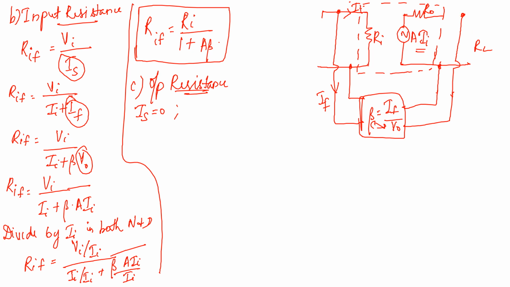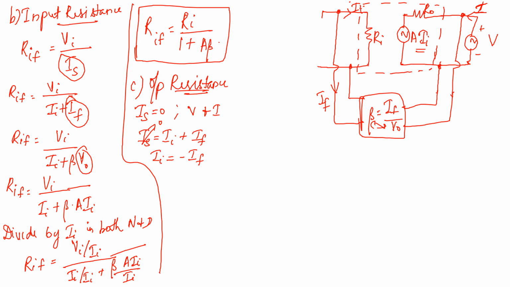So I am going to replace the output voltage here; let me take the output voltage as capital V, and the output current as capital I. Now Is is equal to 0, right? You know that Is is equal to Ii plus If. If Is is equal to 0, then you can write that Ii is equal to minus If, or If is equal to minus Ii.